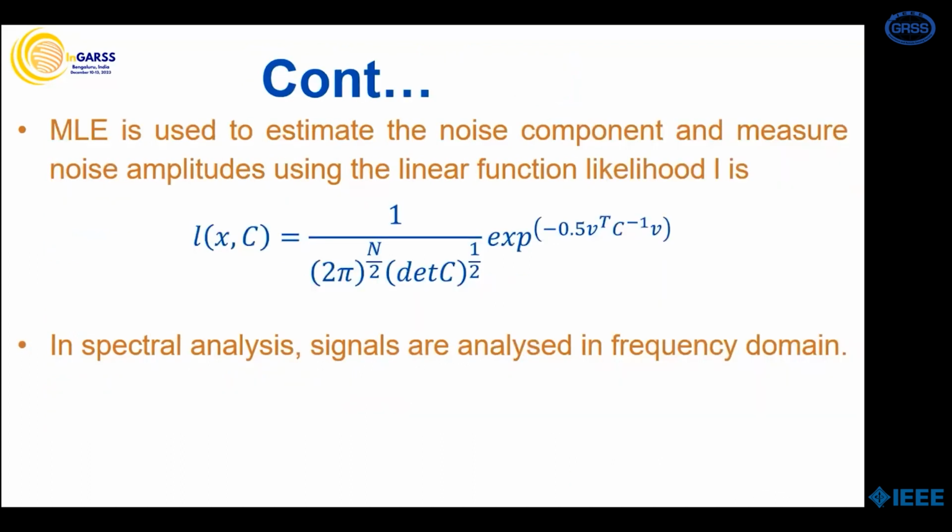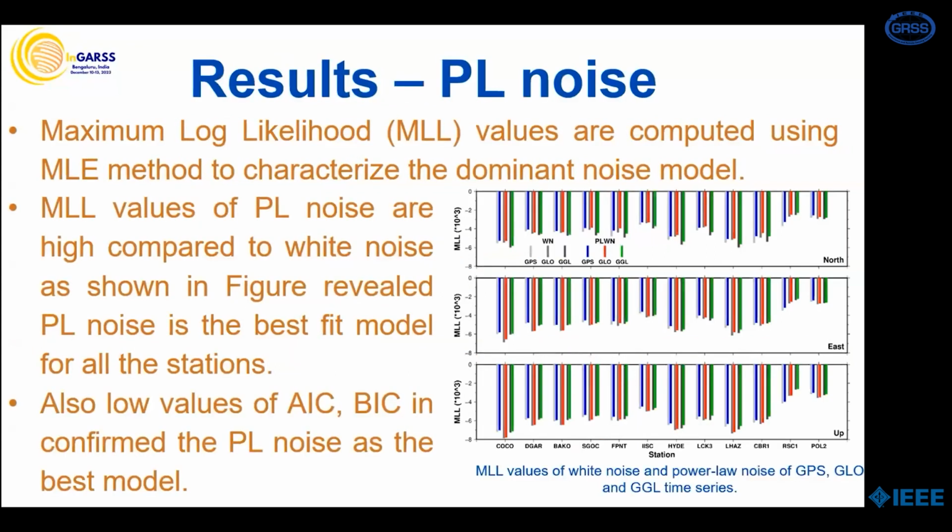Maximum likelihood is used to estimate the noise components and measure the noise amplitude using the logarithmic likelihood function L that is shown in this equation. In the spectrum analysis, signals are analyzed in the frequency domain. Using this, the various components of the noise are calculated, where maximum likelihood values are computed using the maximum likelihood estimation method to characterize the dominant model.